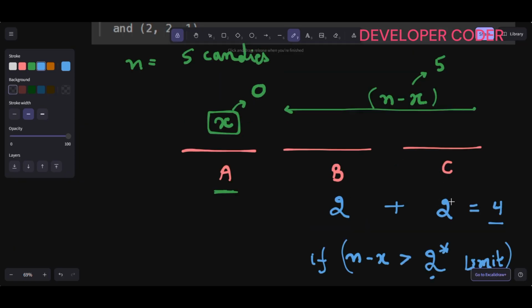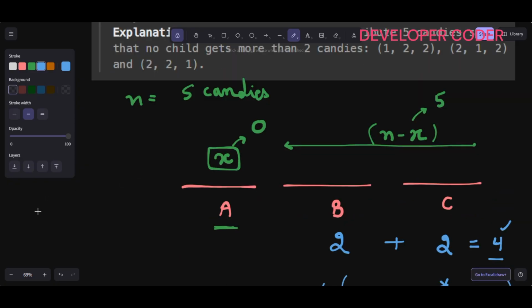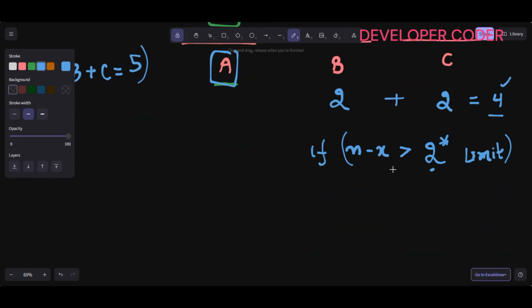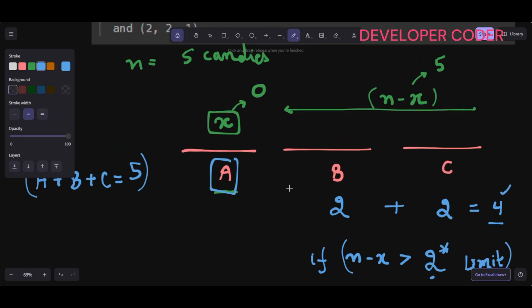If I give 2 each, I can only distribute 4, but the remaining candies are 5. The sum of the candies A plus B plus C that I want to distribute should be equal to 5. But if I'm giving 0 here and the limit 2 here and 2 there, the total is 4, but there are 5 candies. So with 0 the answer is not possible. If I distribute just 0 candies to A, the answer is not possible. So in this case, just continue. This is for x equal to 0.